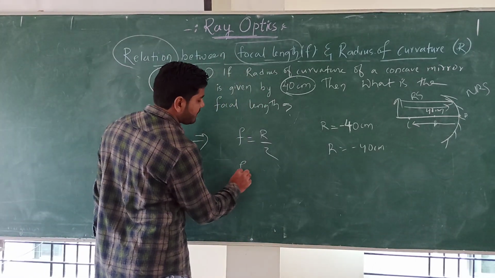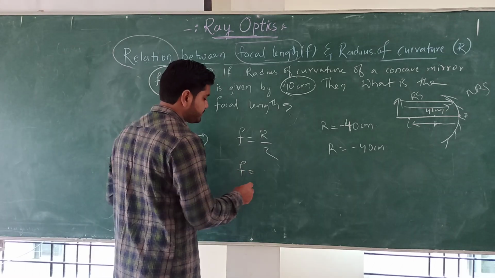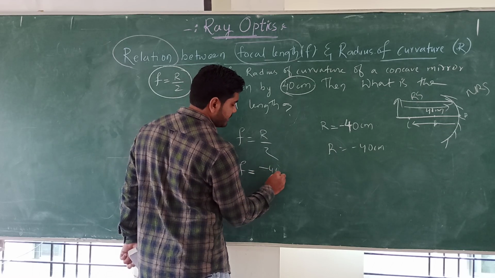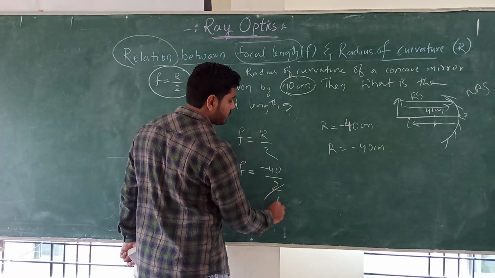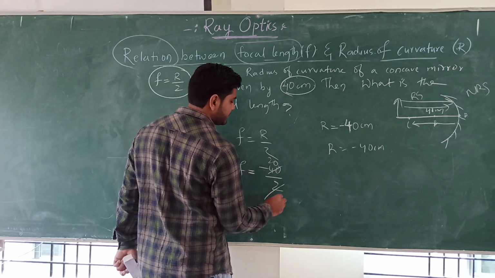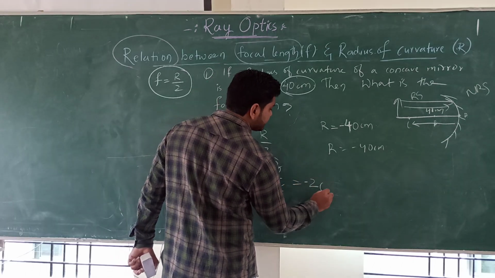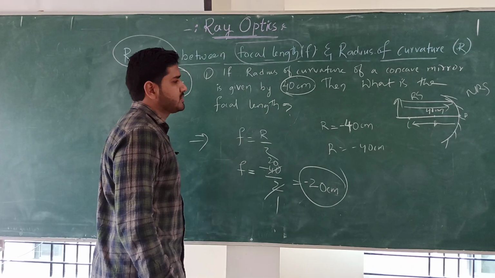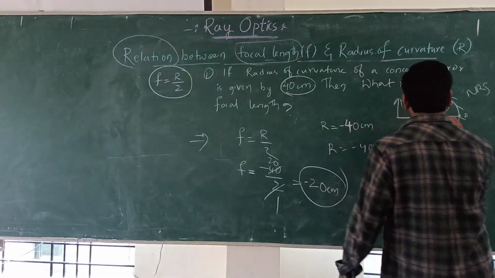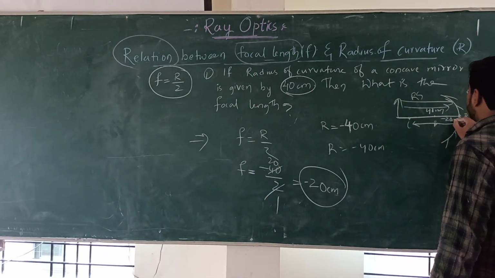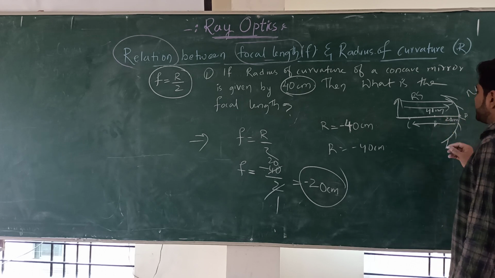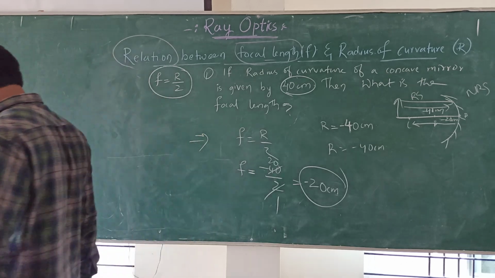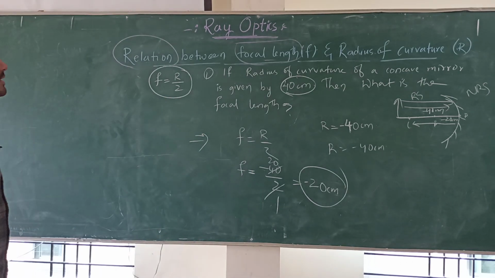So therefore F is equal to R, which is minus 40, divided by 2. 2 ones are 2, 2 twos are 4, again 0. So therefore it is minus 20 centimeter. The focal length is minus 20 centimeter, or 20 centimeter with the sign being minus. So this is a very small problem, and I hope you understood this.